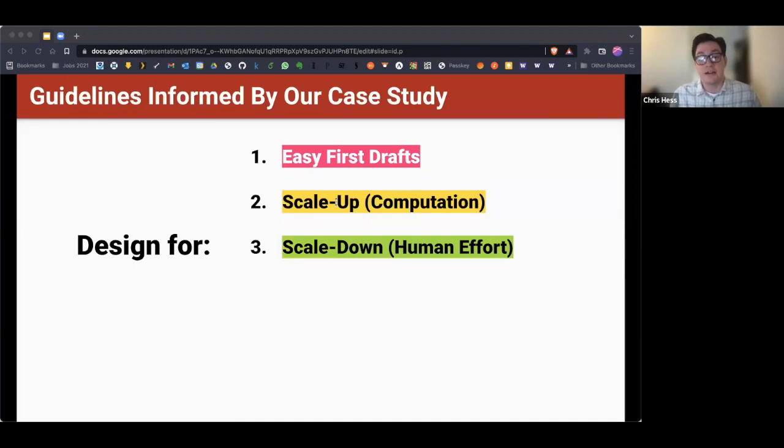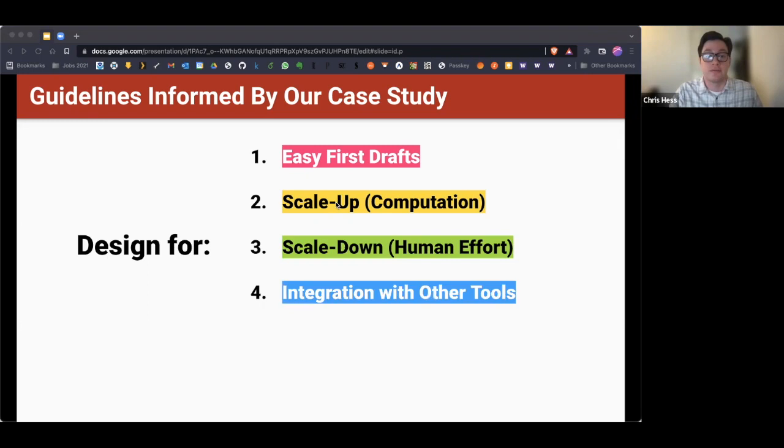The third guideline is to design for scaling down human effort as project complexity grows. And this describes how human interaction burdens that are bearable during the prototyping stage may become overwhelming as a project grows in its scale. And as a result, it is useful to design applications such that small amounts of additional programming effort can be substituted for large amounts of other human effort.